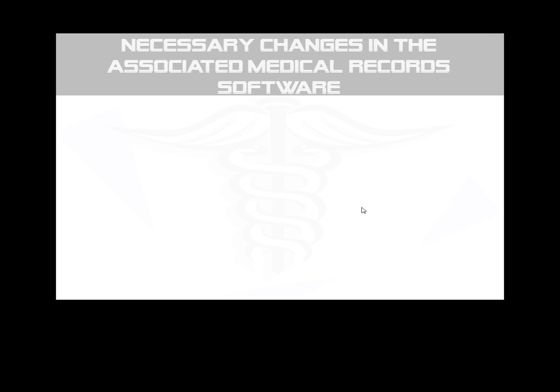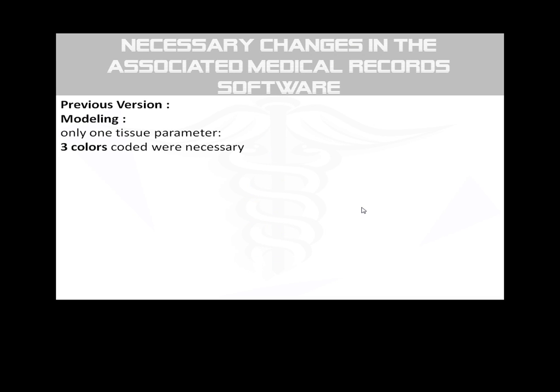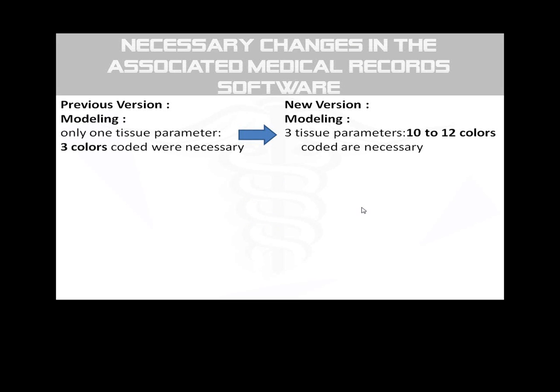Necessary changes in the associated medical record software. Previous version, modeling, only 1 tissue parameter, therefore 3 color codes were necessary. New version, modeling, 3 tissue parameters, therefore 10 to 12 color codes are necessary.